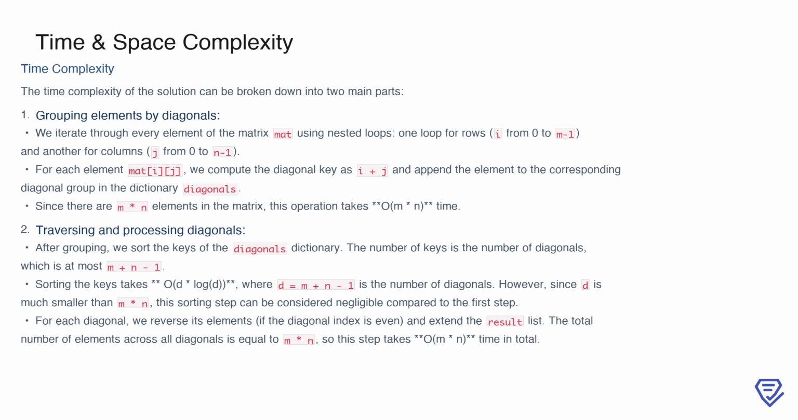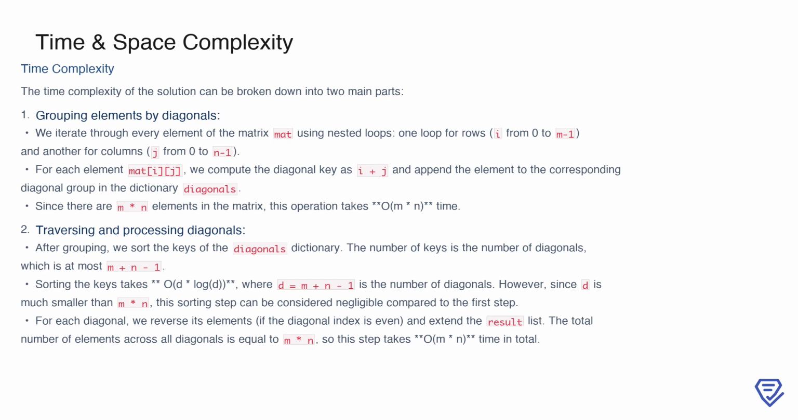Next, we process these diagonals by sorting the keys of the dictionary, reversing the elements of even index diagonals as needed, and appending the results to our output list. Sorting the diagonal keys takes O(d log d), where d is the number of diagonals, which is at most m plus n minus 1. However, since d is much smaller than m*n, this sorting step is negligible compared to the time required for the grouping step. Finally, processing the diagonals involves iterating over all m*n elements, which requires another O(m*n) time.